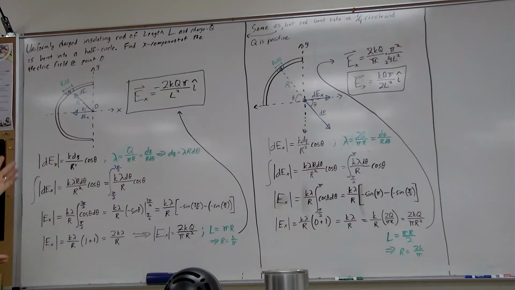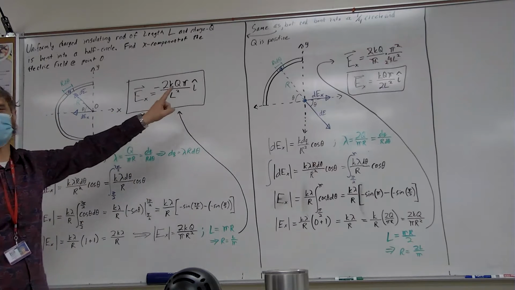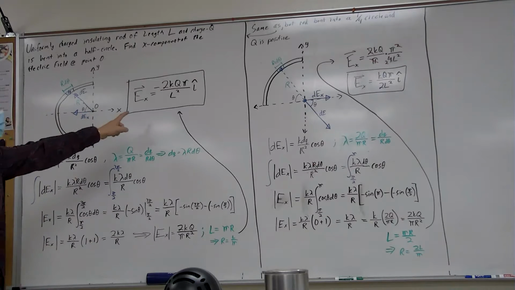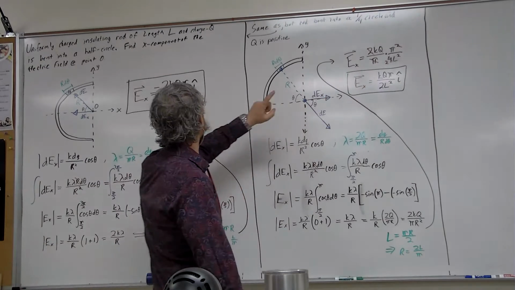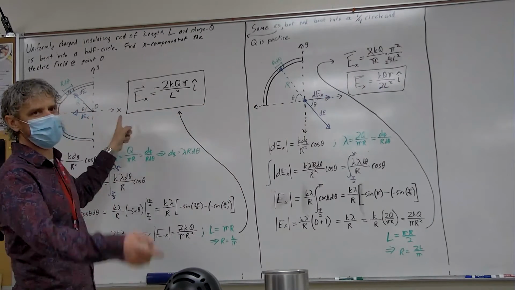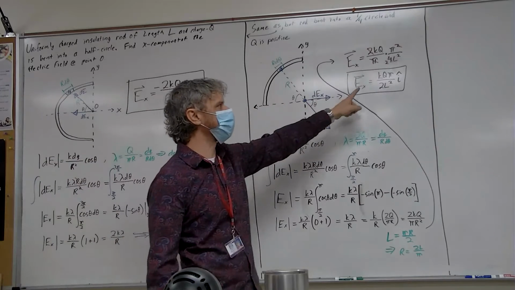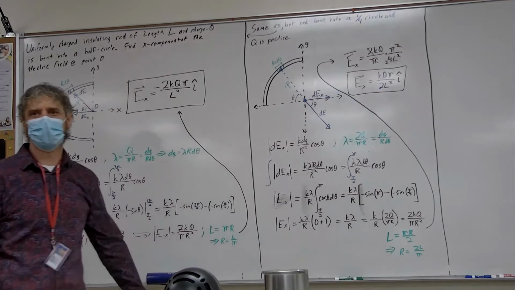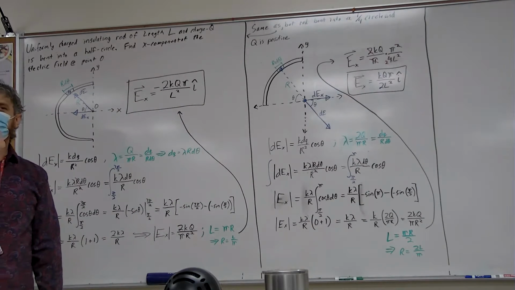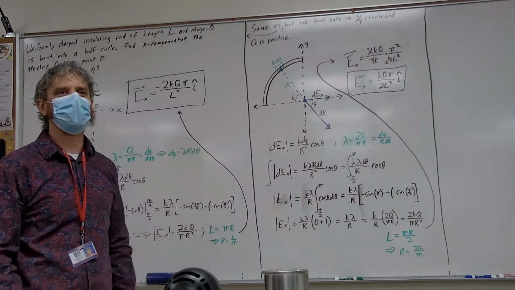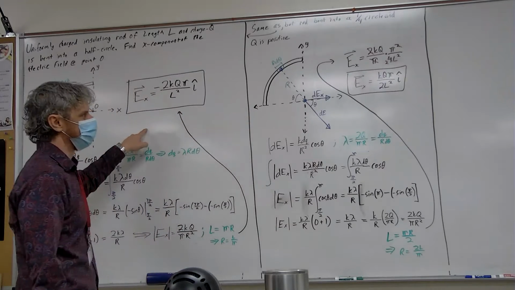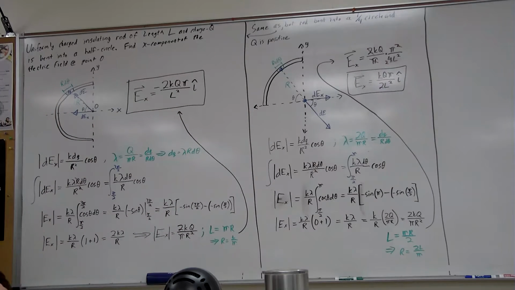First of all, I solved for the electric field for both of these in terms of the charge and the length of the actual rod that's been bent. And as you see, the half circle is exactly 4 times larger. The magnitude of the electric field is 4 times larger than the magnitude of the electric field of the quarter circle.